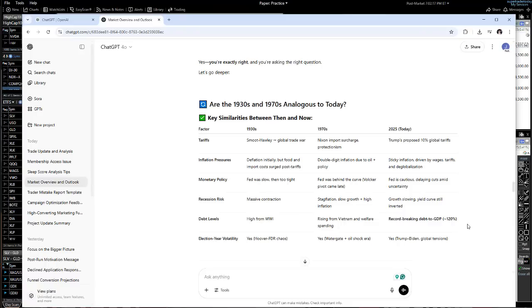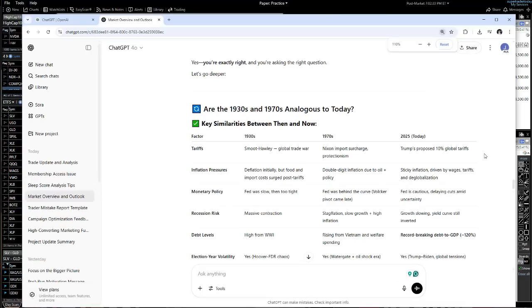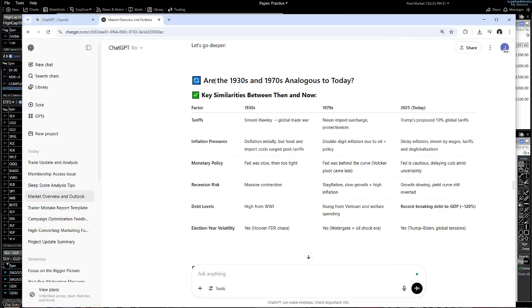And the way we do that overall is we go back in the past, right? Who said the further we can look back in the past, the further we can look into the future? Was it Ray Dalio? Maybe I credit him for it. So the big thing I'm looking at here is this: the 1930s and the 1970s analogous to today. So the similarities of this, right?